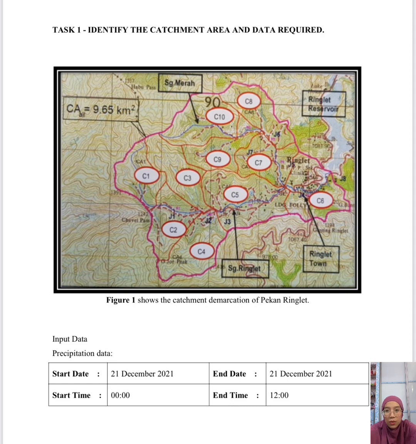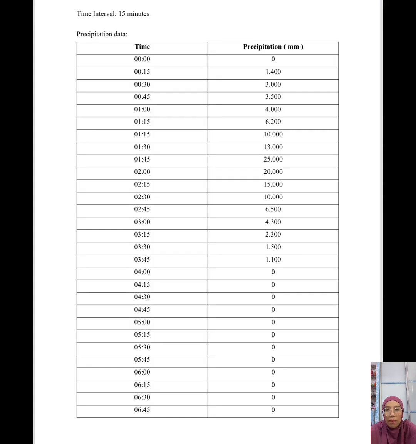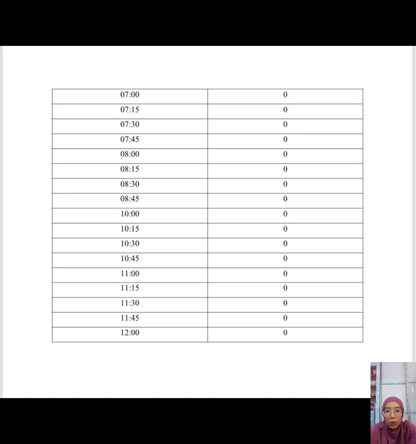The start time is 0 and the end time is 12. The time interval is 15 minutes. So this is the precipitation data. It starts with 0 and the precipitation is 0, and the last will be 12, and the precipitation will become 0.